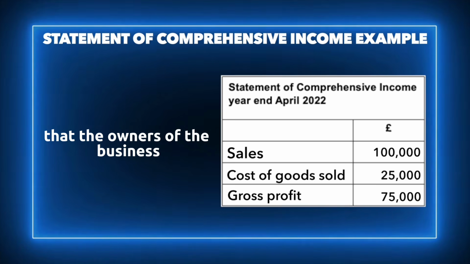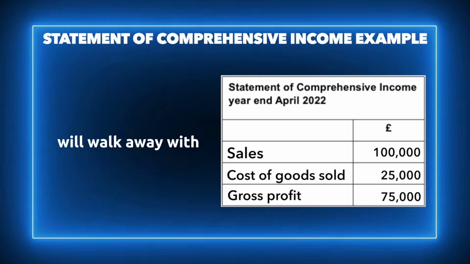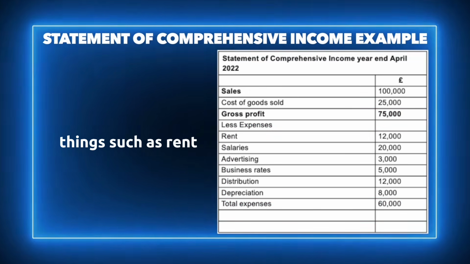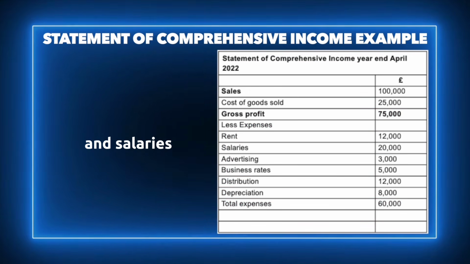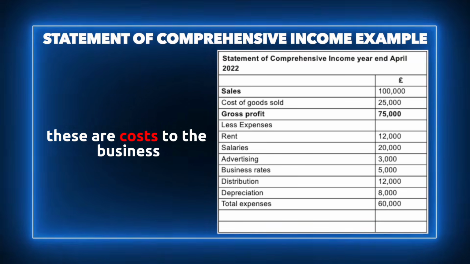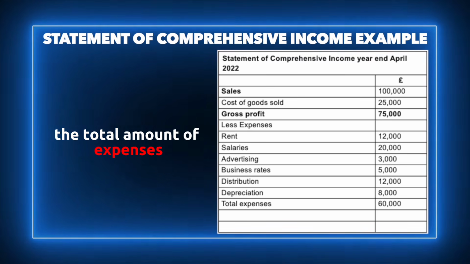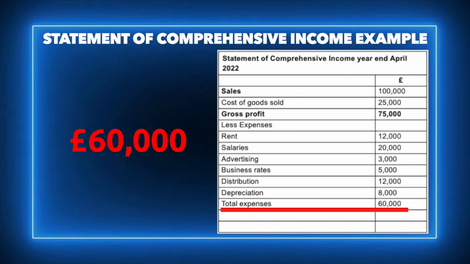But that's only the first part of a statement of comprehensive income, as gross profit is not the final amount of profit that the owners of the business will walk away with. The business needs to calculate expenses it incurred from running the business, things such as rent, business rates, and salaries. These are costs to the business, but an important part of providing a customer with your product or service. In this example, the total amount of expenses the business has is £60,000.